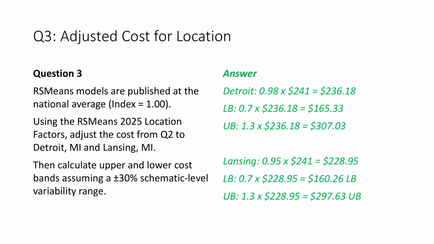We calculate upper and lower cost bands using a minus to plus 30% schematic level variability range. This step is critical. At this stage, ranges are more honest than precision. The purpose is to support early site and feasibility decisions, not to predict a final construction price.